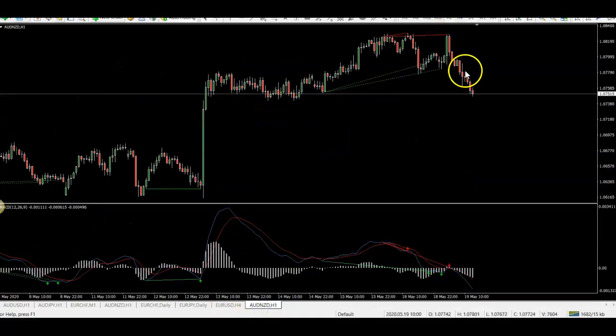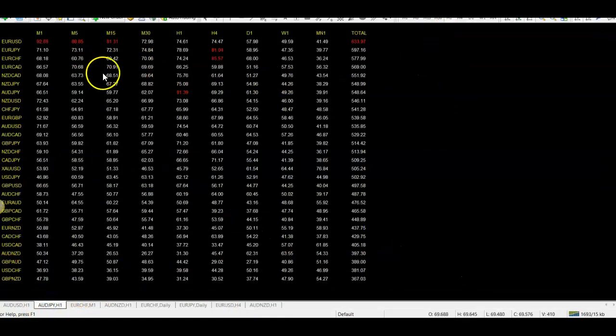Okay, so one nice trade already today, which was on the Aussie Kiwi, and Euro USD is looking like a really nice trade. So I'll keep you posted on that trade.